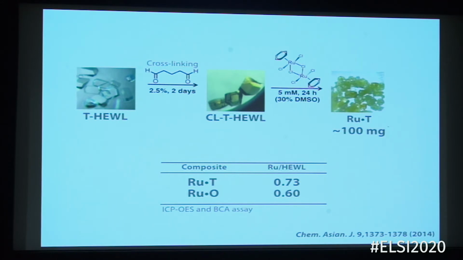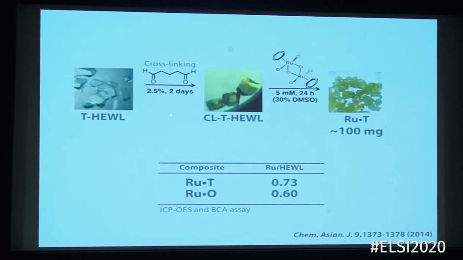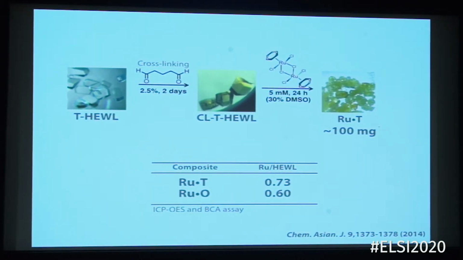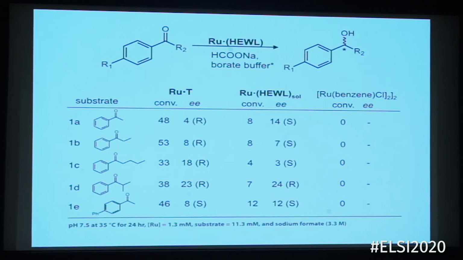After the treatment with this cross-linking reagent, the cross-linked lysozyme crystal was dipped into a mixed solvent containing the ruthenium metal complex catalyst with 30% DMSO. Even after this treatment, the crystal still retained its original morphology, right? Then we did the elemental analysis. The ruthenium binds to the protein, about one ruthenium complex per lysine molecule. After the treatment and purification, washing off the excess metal complex, we tried to use this composite as a catalyst for this hydrogenation reaction in buffer solution, right?